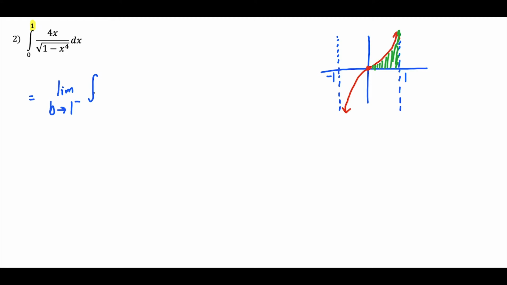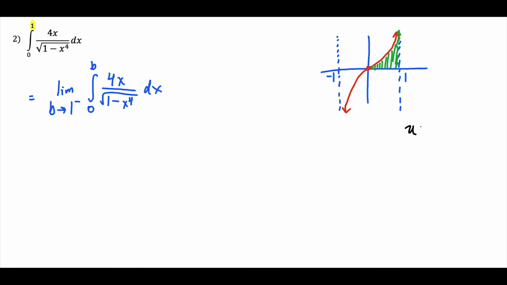And now when we set up our integral, we have the integral from 0 to b because we're replacing the value that makes the integrand discontinuous. And now we just write the rest. We have 4x over square root of 1 minus x to the 4th dx. But now for this step, I recommend doing the antiderivative on the side.